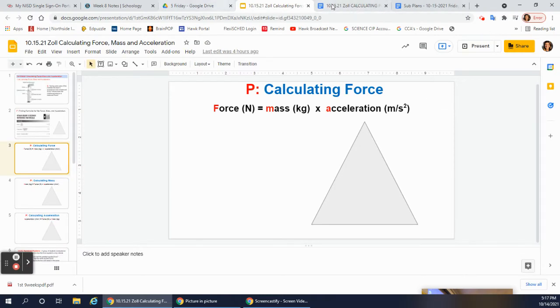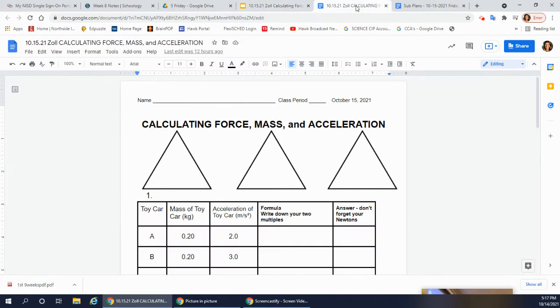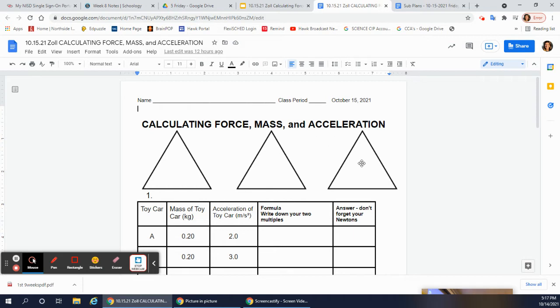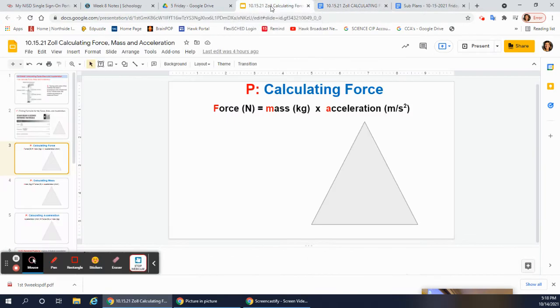So I will show you what your handout looks like. We're just going to do the formula for force, the formula for mass, and the formula for acceleration by setting up the triangles. This is graded, so you want to be doing this handout as I present the presentation.